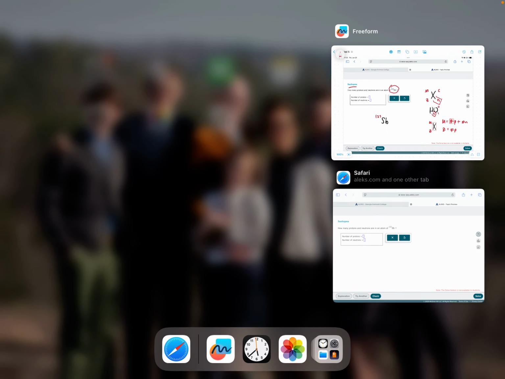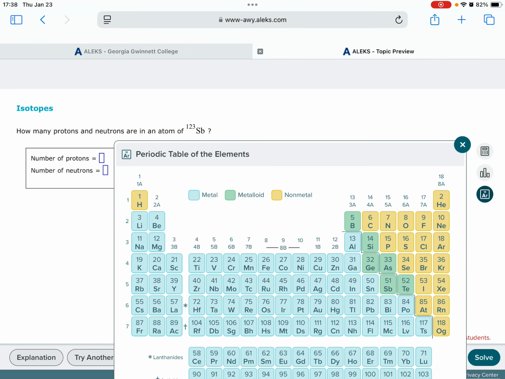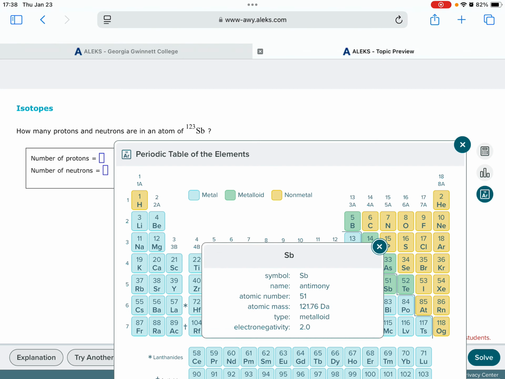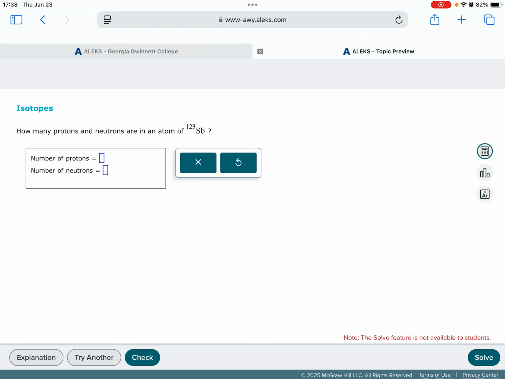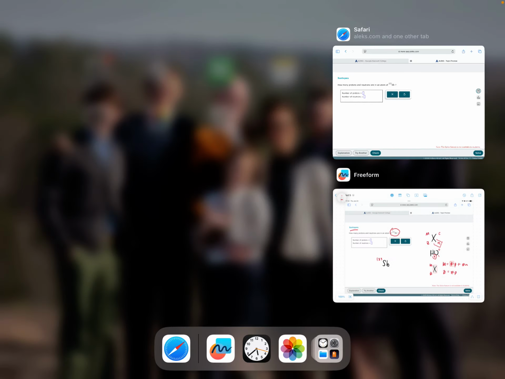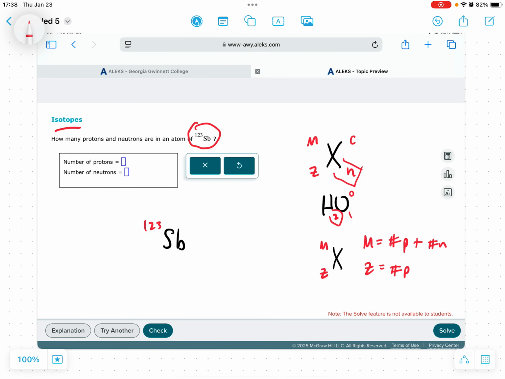I'm going to click over to that other screen. Let's look at the periodic table. And we find antimony, and it's right there. It's number 51. You see it? Okay, number 51. Take your time to find it, of course. Doesn't matter if you know where it is. You've got your periodic table here. All right, so if it's 51, that means that the atomic number is 51. That means that the number of protons is 51, right?